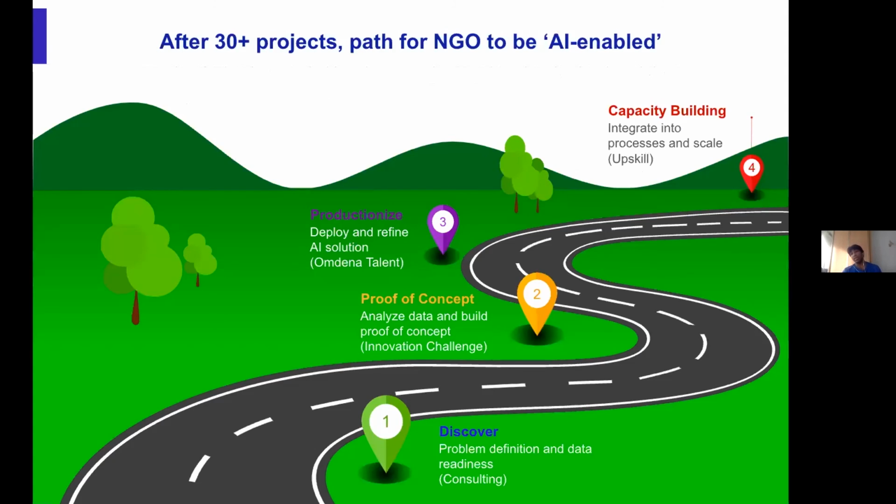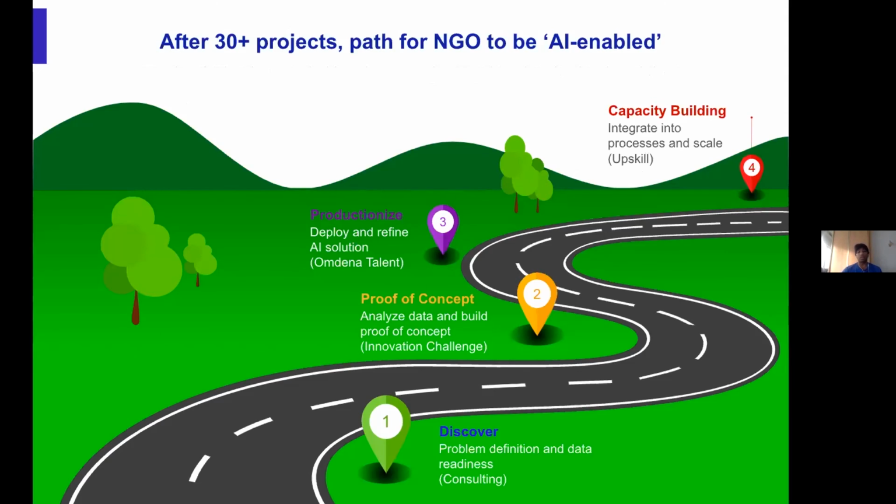So before I end this section, I have realized that I've worked on 30+ projects in the last 18 months with NGOs, many of the big ones and also small ones, and everyone has to go through this journey of becoming AI enabled. And I think it's time that all NGOs reinvent themselves and become AI enabled.